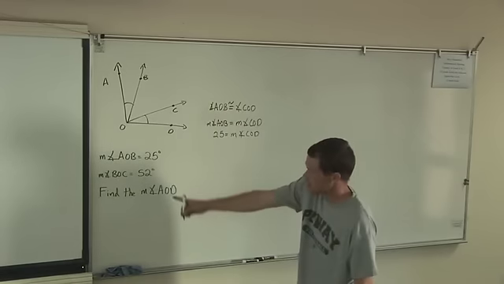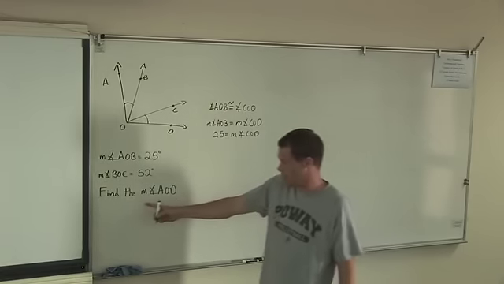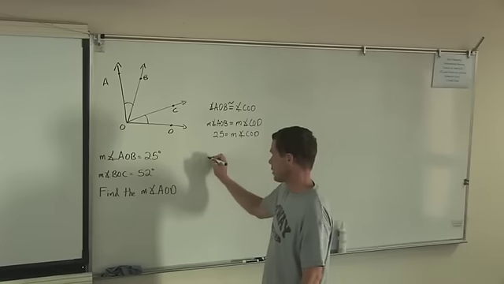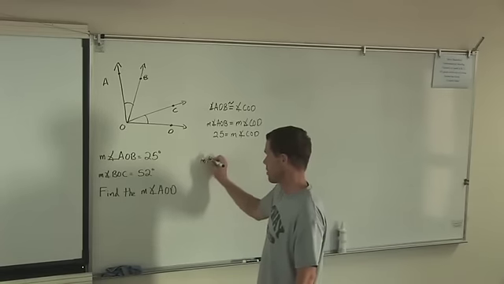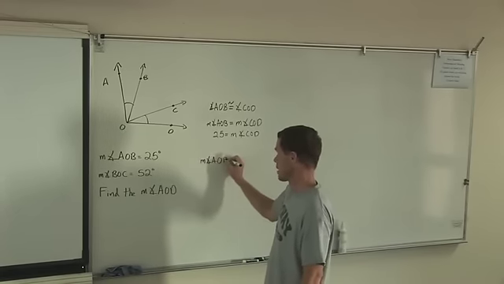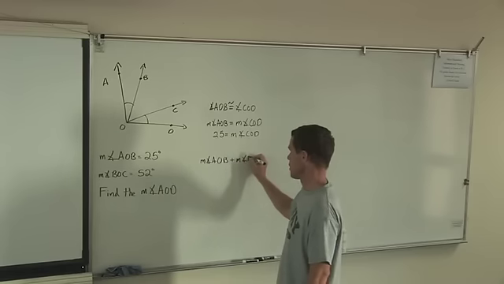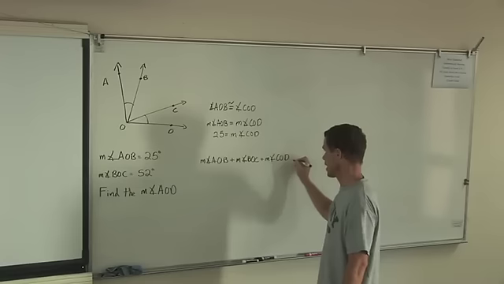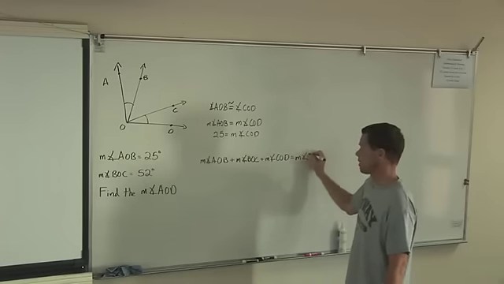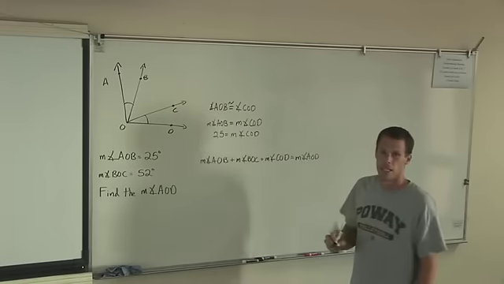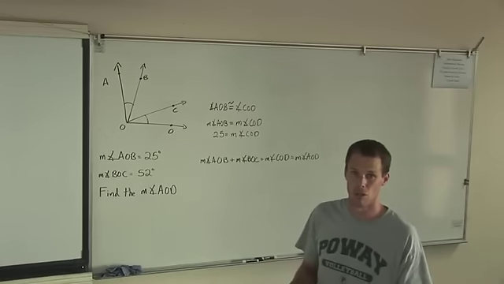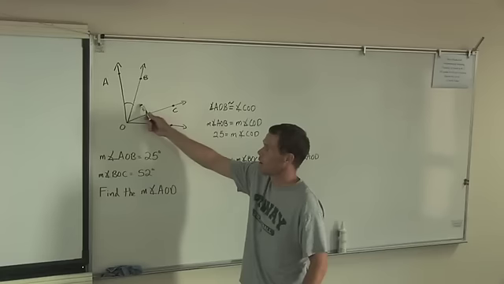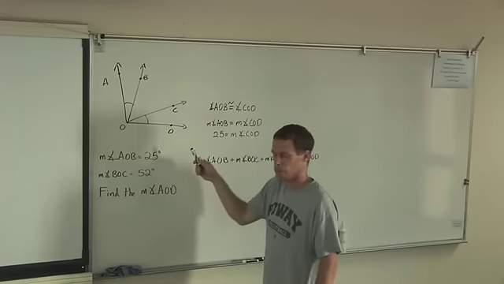So, with all this information now written up, our goal was to find the measure of angle AOD. Now, using the angle addition postulate, I can say the measure of angle AOB plus the measure of angle BOC plus the measure of angle COD equals the measure of angle AOD. This is more than just part plus part equals whole. It's three parts that equal the whole. Part plus part plus part equals the whole.